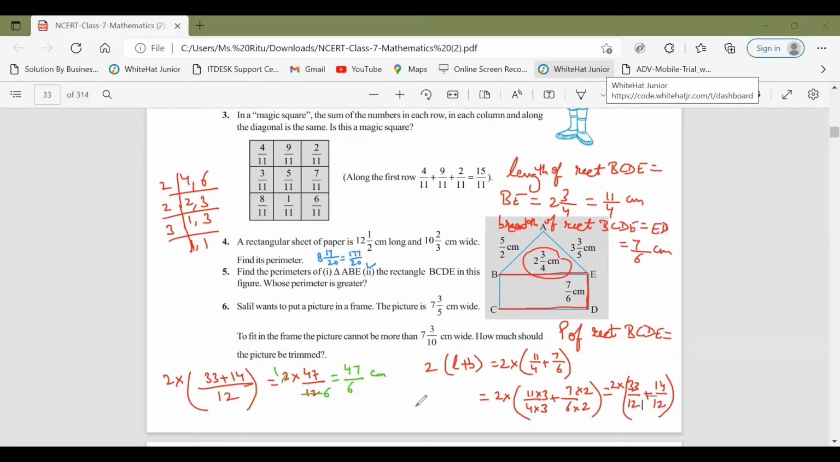राइट, तो अब हमारे पास जो आंसर है, हमें पता चल गया 47/6 आ रहा है दूसरे पार्ट का, और पहले पार्ट का हमारा आया था 177/20. तो दोनों का LCM लेना पड़ेगा फिर से, क्योंकि डिनोमिनेटर डिफरेंट है, तो कैसे पता लगाएंगे कि कौन सा बड़ा है कौन सा नहीं. राइट, तो आपको फिर से एक बार LCM चेक करना पड़ेगा. तो लेट्स सी द LCM हियर, क्या LCM हमारा आएगा.